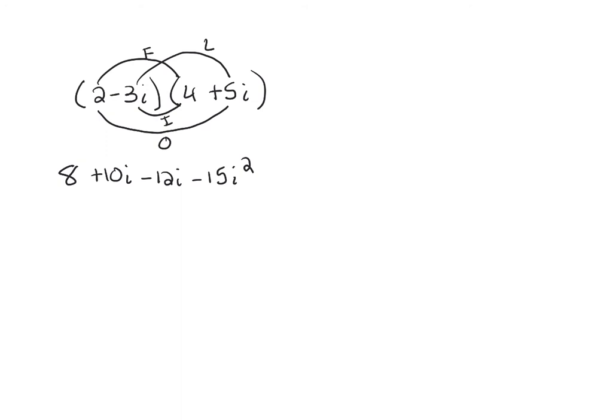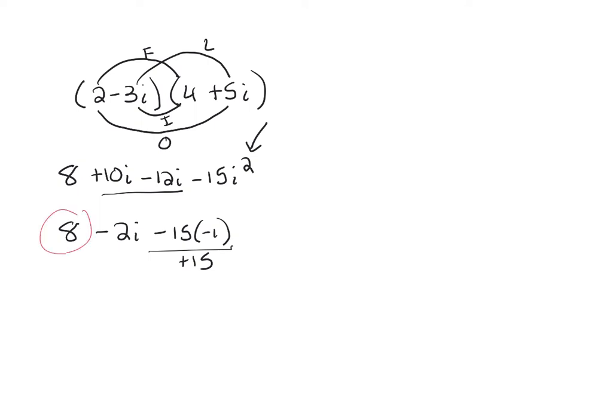So let's see here, we've got 8. Let's combine these. That goes down to minus 2i. Now remember from our last lesson, what is i squared? That would be minus 15 times i squared, which is negative 1. So this actually turns into a positive 15. So now when we continue simplifying, I have 8 plus 15 and then the minus 2i. So 23 minus 2i.